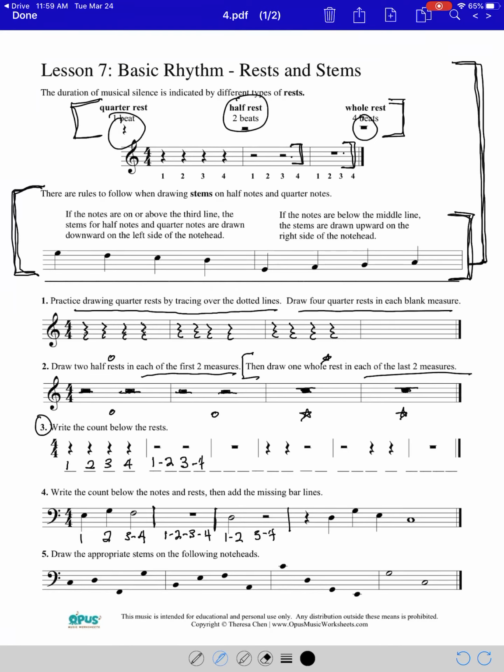Now I mentioned if it is below the middle line, so that would be this one here, and this one here, and this one, and this one. They're all below the middle line. If it's below the middle line, the stem is on the left, or excuse me, on the right, and it goes up. So it would be like this.